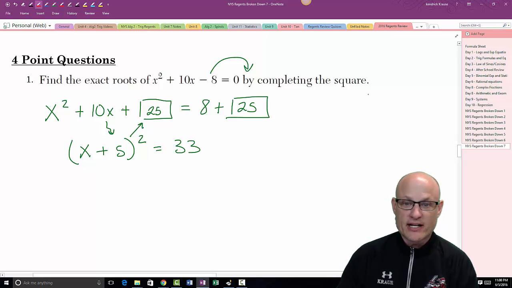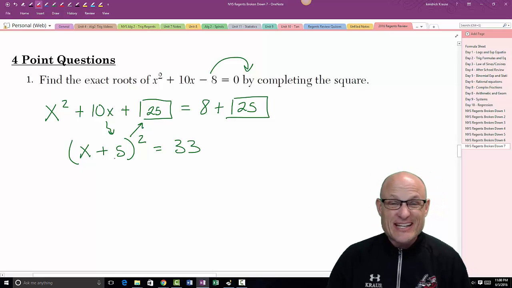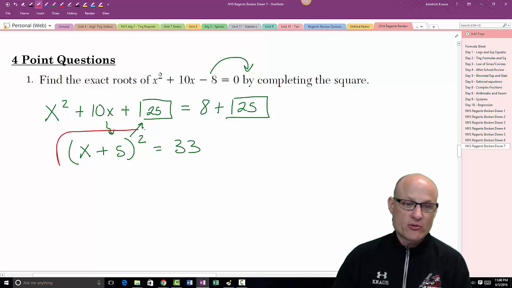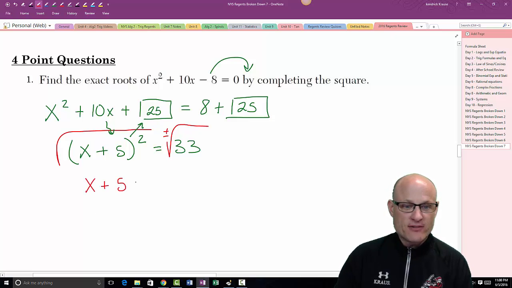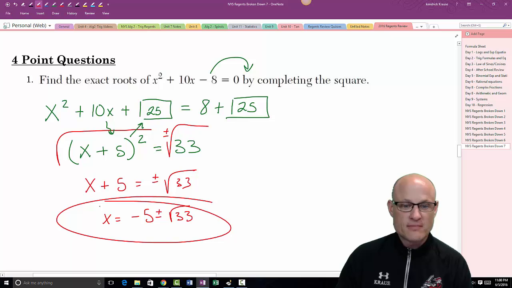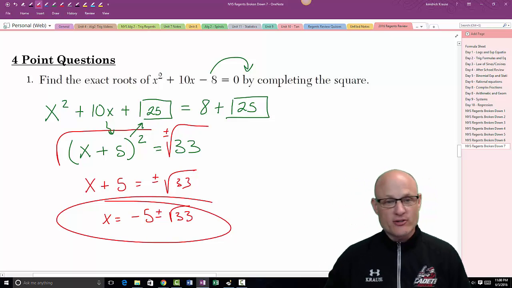Now, I'm not done. I still have to solve it. I still need to get x all by itself, so we'll take the square root. And one of my flashcards reminds you, when you take the square root, you have to remember to put a plus or minus. So I get x plus 5 equals plus or minus radical 33, or x is equal to negative 5 plus or minus radical 33. And 33 can't be broken down, so there's your answer.